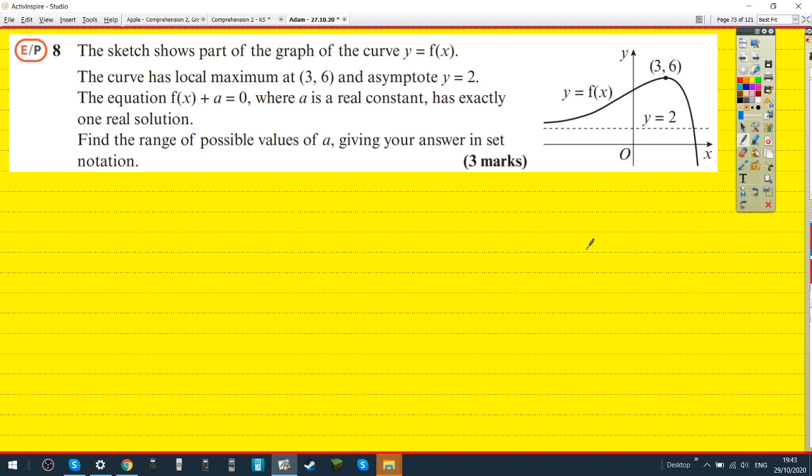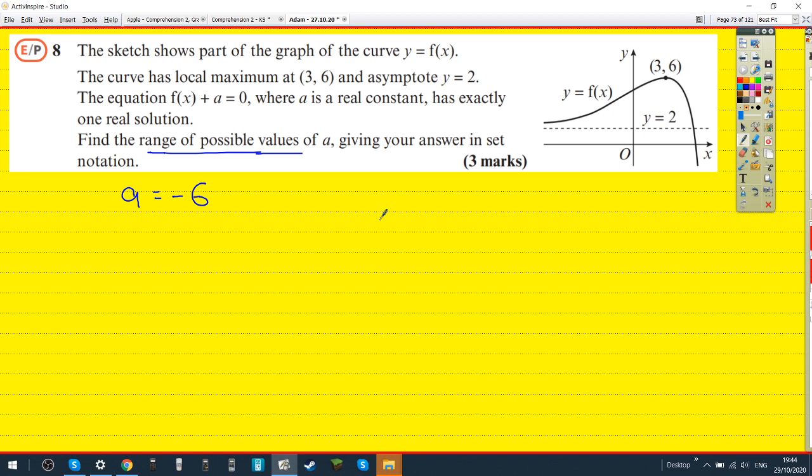So we want a number that makes the y-axis 0. Not quite sure. Okay, so what do you think? So we know it's 3, 6. So would it be -6? So it would be a equals -6, but they're saying a range of possible values of a. Where are we going wrong? Because this one won't actually go to 0. It'll get close to 0, but never touch it.